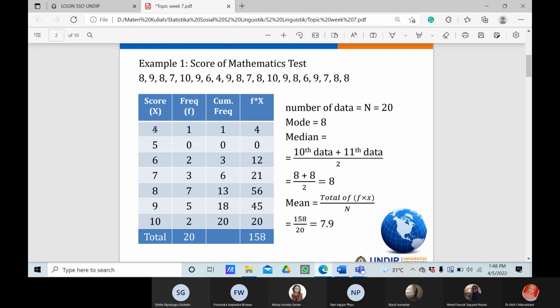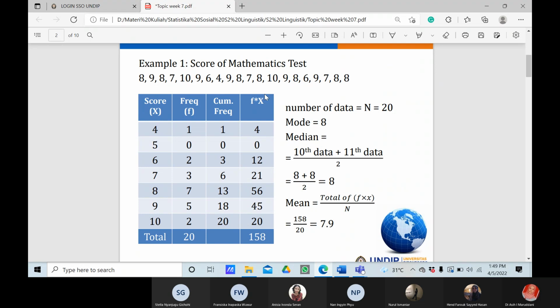I will repeat how to create it. For score 4, just one appears here, so the frequency is 1. Score 5 doesn't appear here, so the frequency is 0. Score 6 appears 2 times, and so on.